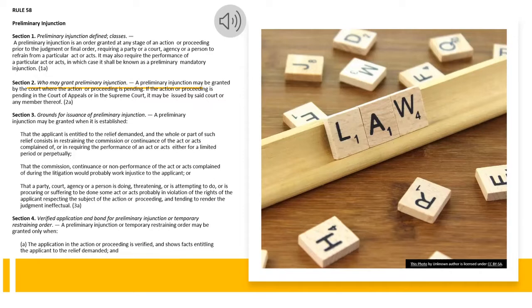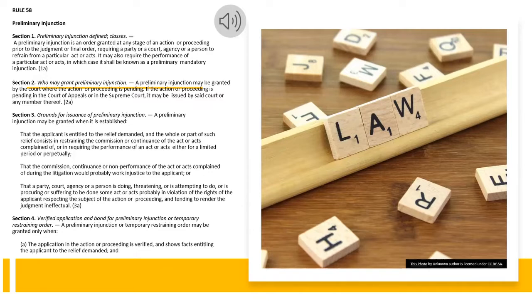1a. Section 2. Who may grant preliminary injunction? A preliminary injunction may be granted by the court where the action or proceeding is pending. If the action or proceeding is pending in the Court of Appeals or in the Supreme Court, it may be issued by said court or any member thereof.